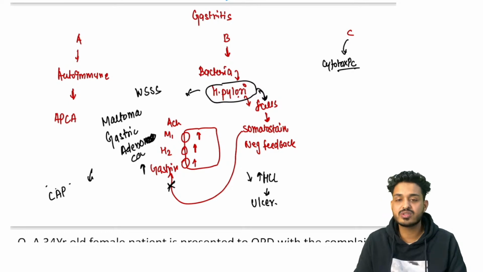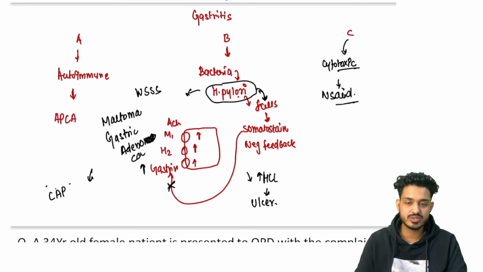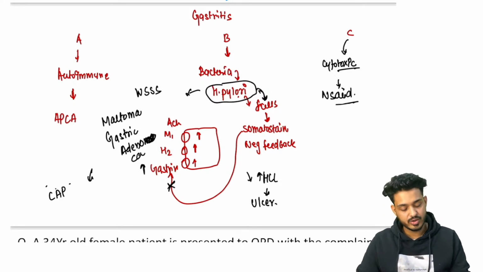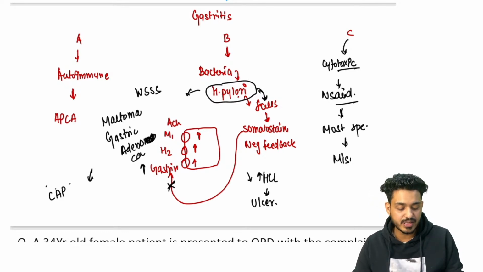C is going to be your cytotoxic or chemical induced or NSAID induced ulcer, right? That is going to be your NSAID induced ulcer, right? इसके लिए एक क्वेश्चन पूछते हैं, what is the most specific drug that you can use? Most specific drug, that is going to be your misoprostol, right?